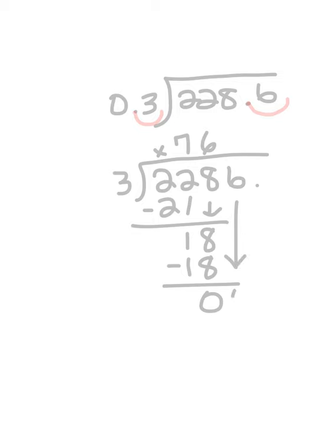Next step is bring down my 6. 3 goes into 6 2 times. 3 times 2 is 6. Nothing left over, nothing more to bring down. So my final answer on this would be 762. Notice I do not need a decimal because the decimal is at the end of the number.